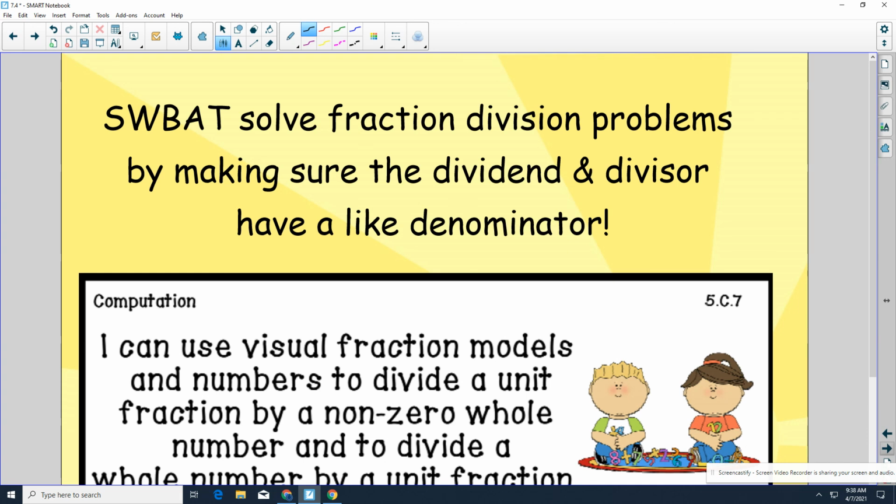And that is the end of our lesson. So hopefully you're more comfortable with solving fraction division problems by finding a common denominator.